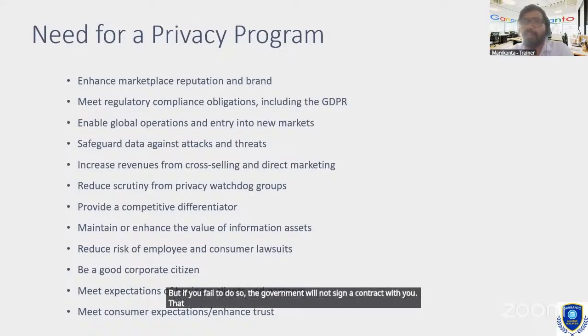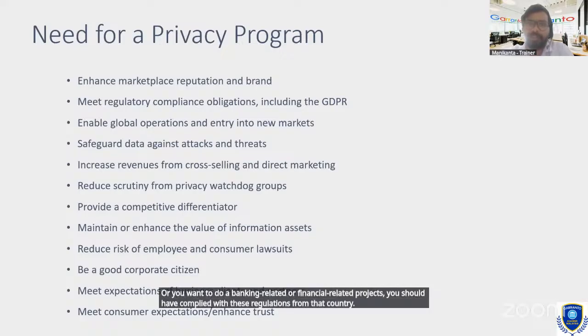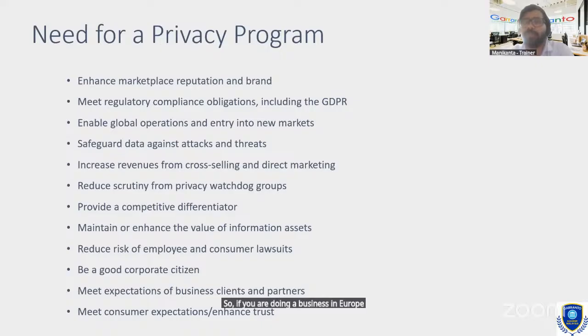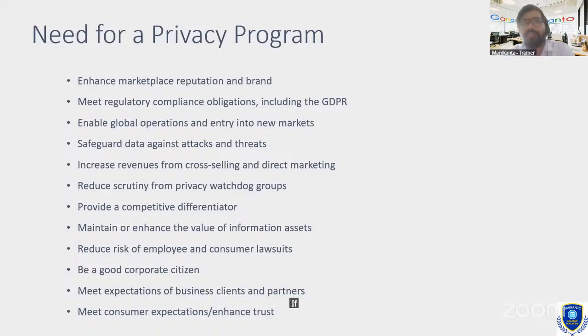That's the first thing. Or if you want to do banking or financial related projects, you should have complied with these regulations from that country. So if you are doing business in Europe, you should comply with GDPR. So you should hire a third party consultant who comes to your office, verifies everything, says that I am compliant with that, and the government will officially send a person to verify it. If they feel that you are not fulfilling all the requirements, they'll put a penalty on you. If they are okay, then they'll give you a compliance certificate. Based on that certificate, you can get more business.